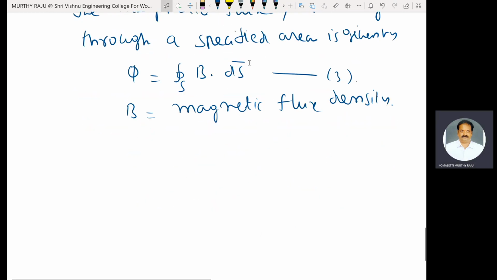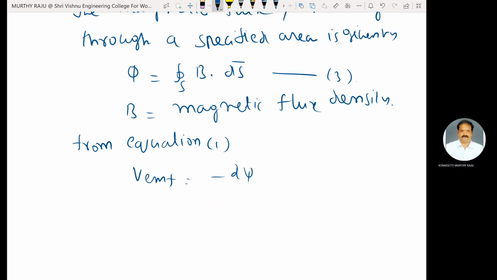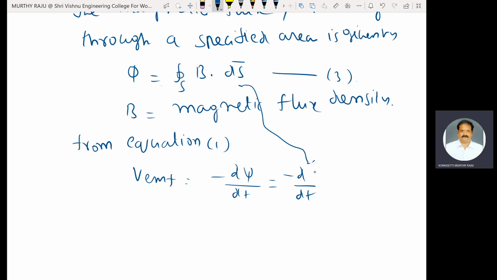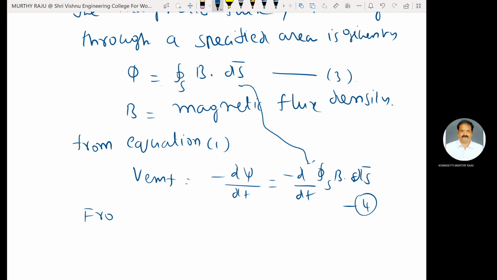This is an important one. From equation 1, V EMF is equal to minus d psi by dt, which is minus d by dt of psi. From the third equation, psi is equal to the integral over the surface of B dot ds. This is the fourth equation.